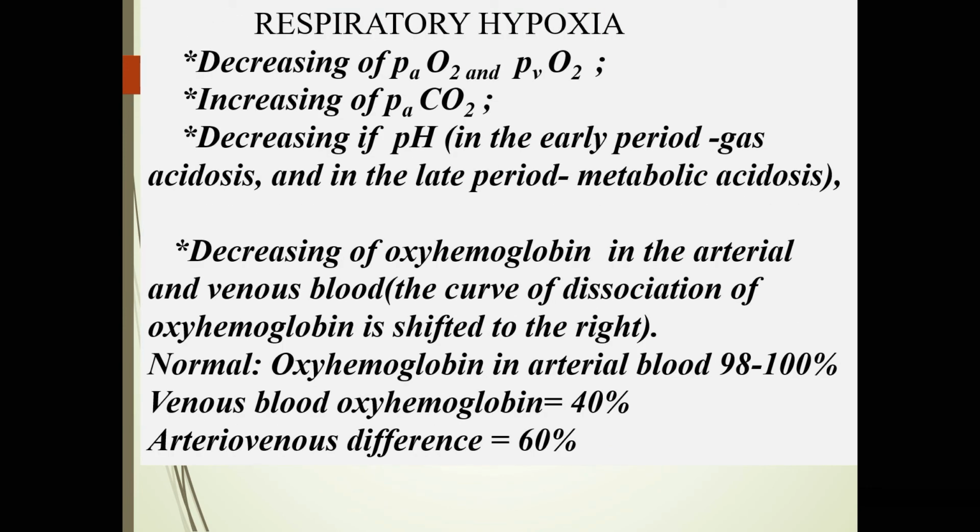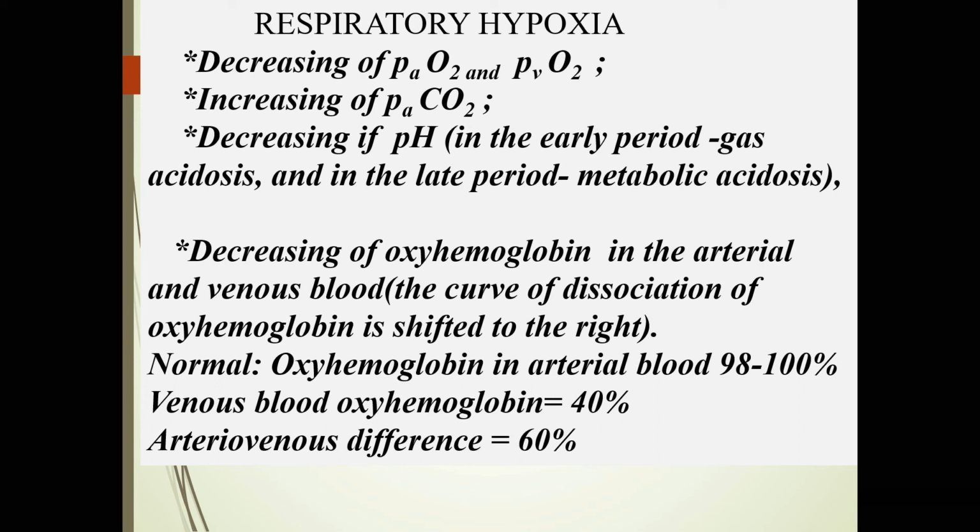In respiratory hypoxia there is a decrease of partial pressure of oxygen in the arterial and venous systems, an increase of carbon dioxide in the arterial system, and a decrease of pH: in the early period from gas acidosis, and in the late period metabolic acidosis, and a decrease of oxyhemoglobin in the arterial and venous blood. The curve of dissociation of oxyhemoglobin is shifted to the right.